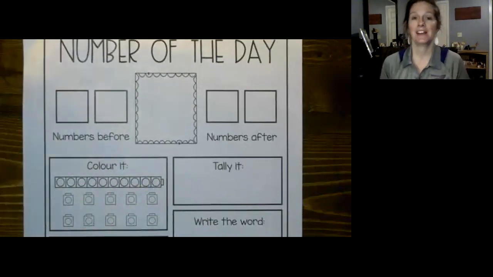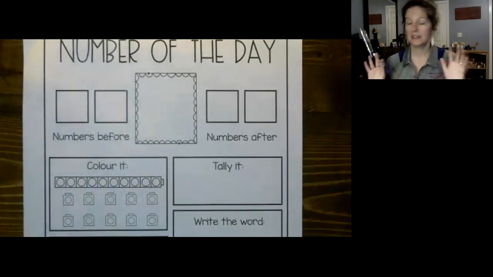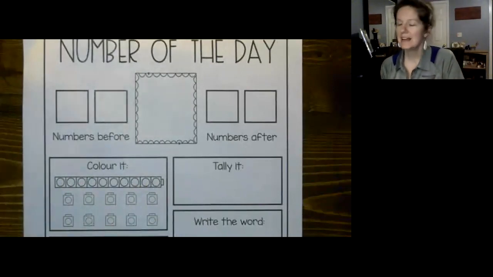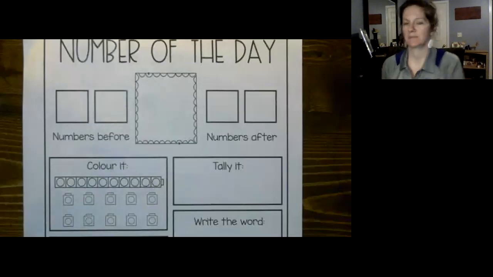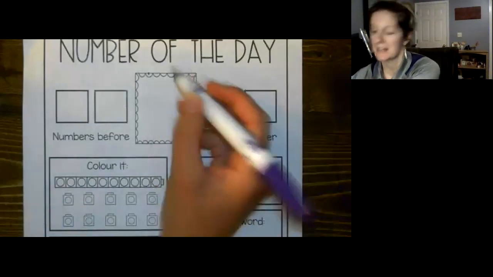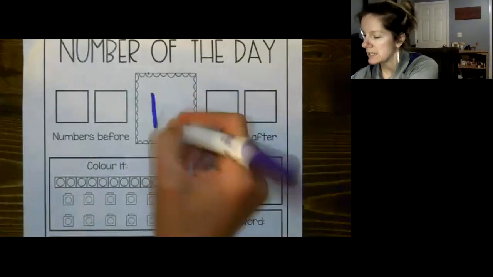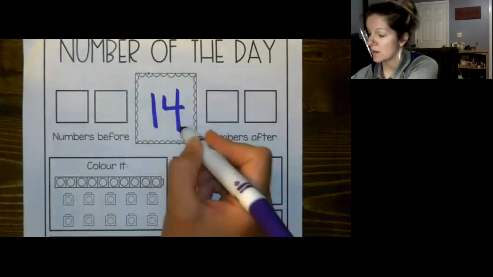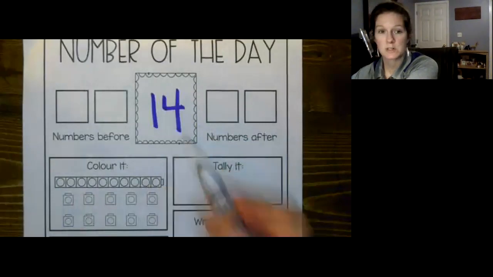Okay, so for Friday, let's go for a bigger number, more than just 1 through 9, 1 through 10 like we've been doing. Let's just throw a number out there. How about number 14? What does a 14 look like? A 14 is a group of 10 and 4 extra ones. Okay, so there's your 14.